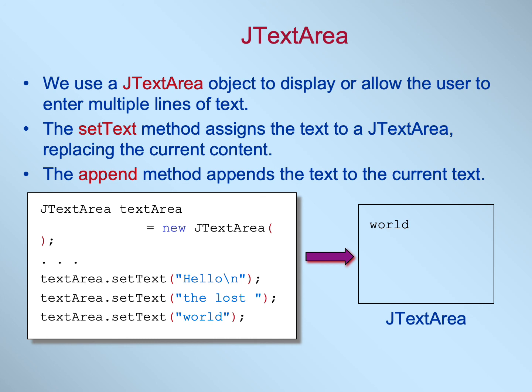What happens if we only use the setText method? So this is the same example, but I changed to TextArea.setText("Hello"), TextArea.setText("the lost"), and TextArea.setText("world"). If you run this code, only "world" will be displayed because each time the setText method is called, it replaces the current content with the new one.